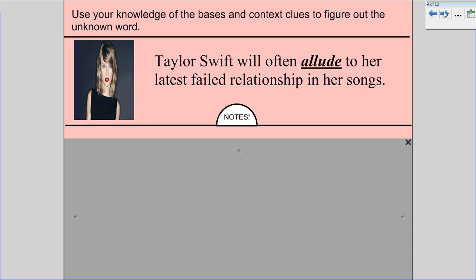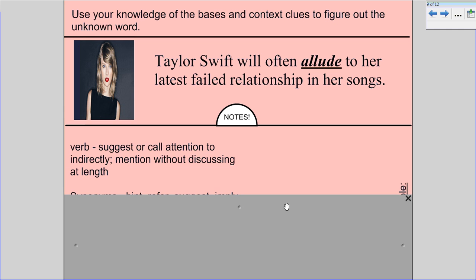Okay, your next word is allude. Please write down the word allude in your graphic organizer. So Taylor Swift will often allude to her latest failed relationship in her songs. Knowing about the kind of things that Taylor Swift usually sings about, it's usually her relationships, usually a broken heart, but if she's alluding to them, is she playing or is she tricking?